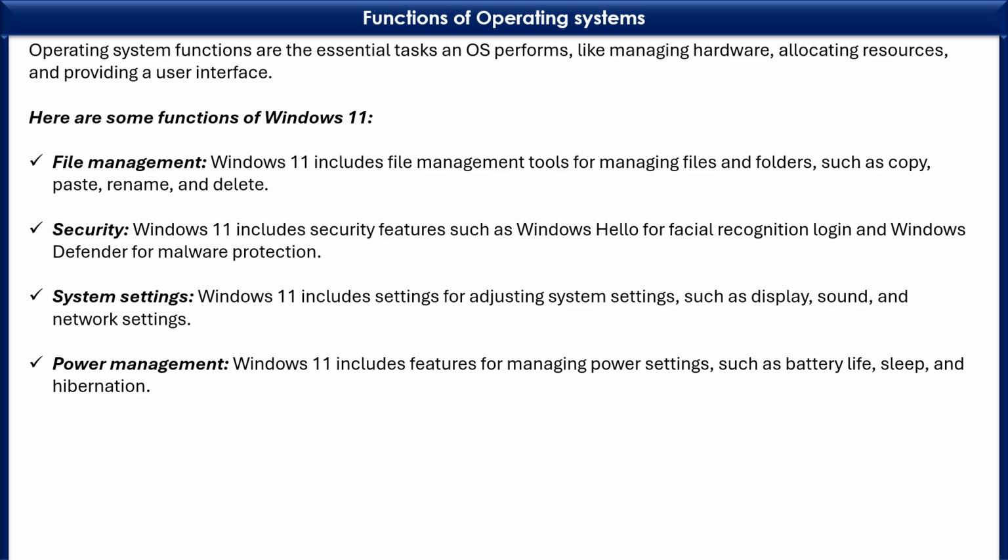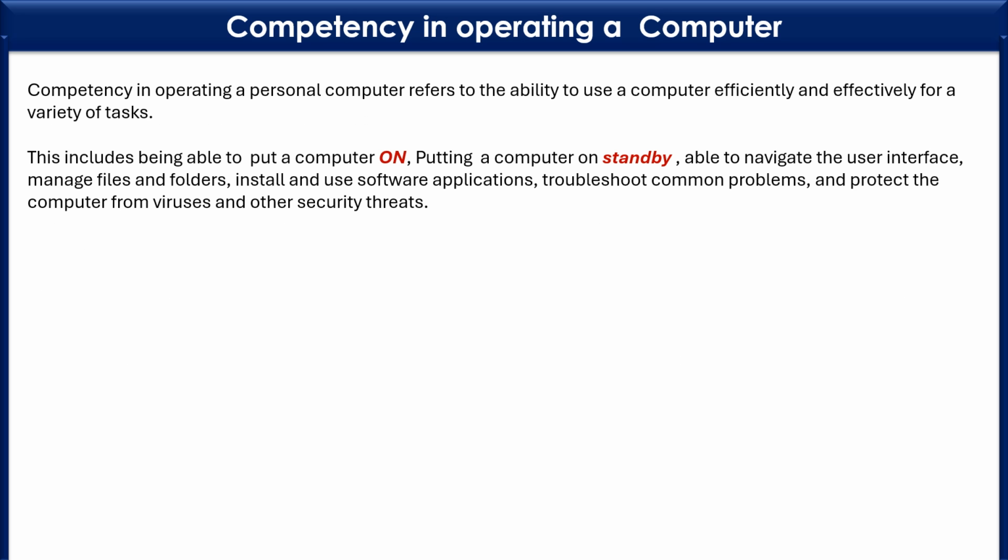Then we have the functions. What is a function in an operating system? We have functions like file management, where your files are managed. Security, this one is responsible to manage and secure your computer against malware or viruses that may come through the internet. Then system settings, power management. So these are the functions which you should expect in Windows 11.